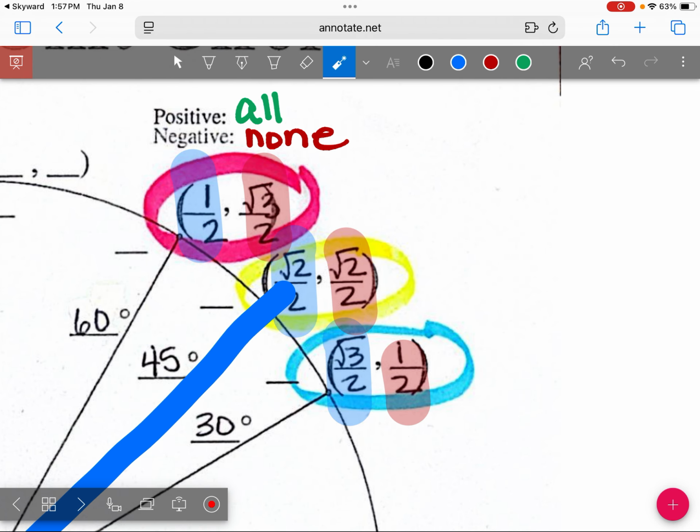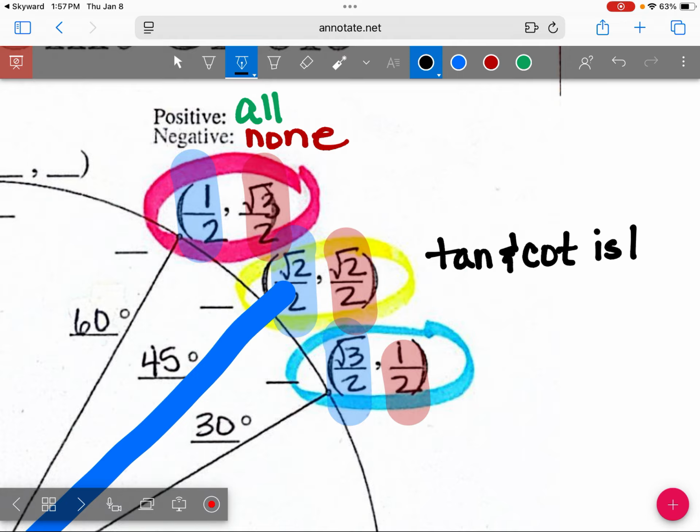So in order to find tangent and cotangent, we divide. What do you get whenever you divide two things that are the same? 1. Would you all agree that 1 divided by 1 is 1? 10 divided by 10 is 1. 1/2 divided by 1/2 is 1. So that means that my tangent and cotangent for 45 degrees is going to be 1.